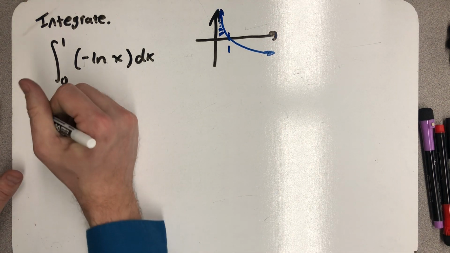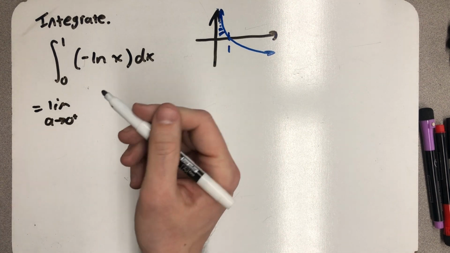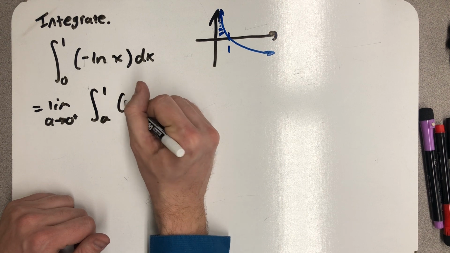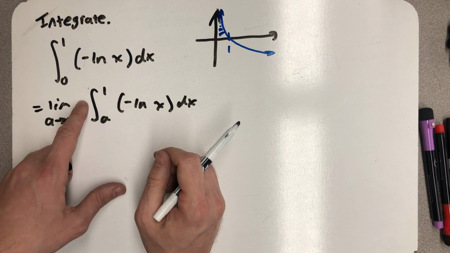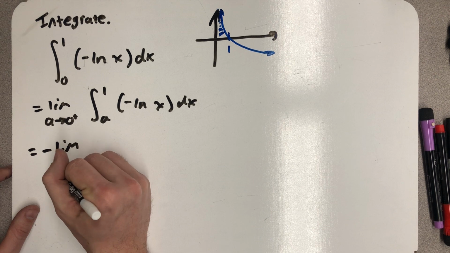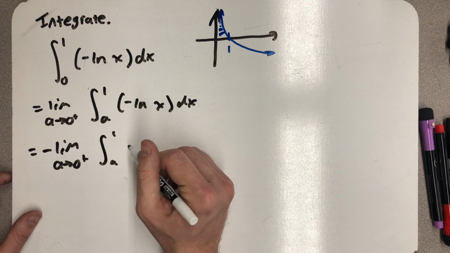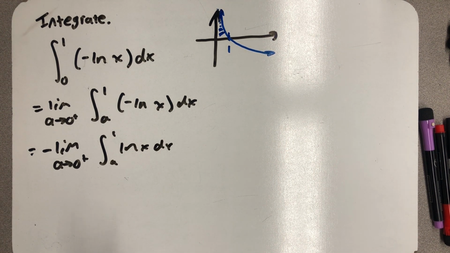So I'm going to rewrite it using the variable a. So limit as a approaches 0 from the right-hand side, and then an integral from a to 1. Well, one of the things I want to notice is that the minus can be pulled outside of my integral, and it can also be pulled outside of that limit. So I'm just going to go on and do that, and just let that minus hang out there at the front through most of the problem. And at the end, I'll just remember I have an opposite symbol sitting out front. So now I have the integral from a to 1 of the natural log of x.